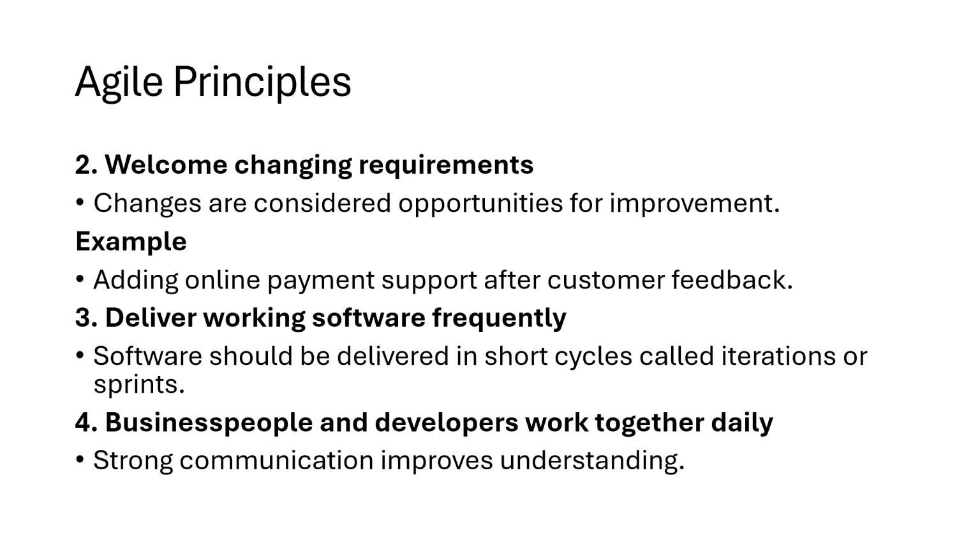The third principle says deliver working software frequently. So software is developed in short cycles called iterations or sprints. Now this is very important. Remember these terminologies, iterations or sprint. Sprint or iteration, चाहे वो 1 week की हो, 2 week की हो, that is the time in which a new short version of the software is delivered.